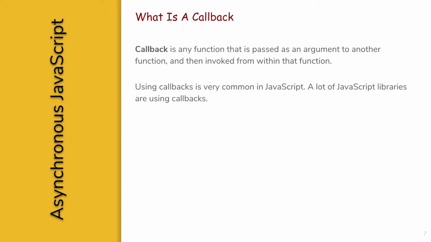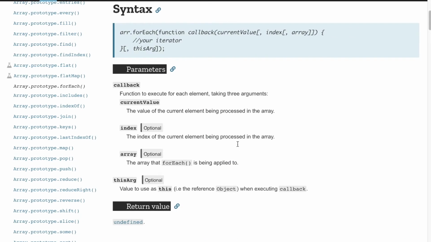Let's have a look at an example of a simple callback. In our example, we will use the forEach method of the array prototype. Here is the documentation of the forEach method. From the documentation, we can see that the forEach method takes two arguments. The first one is a callback, and the second one is the this argument. In this video, we will not talk about the this argument. Instead, we will focus on the callback.